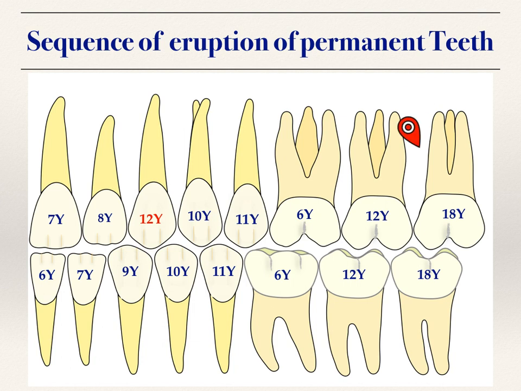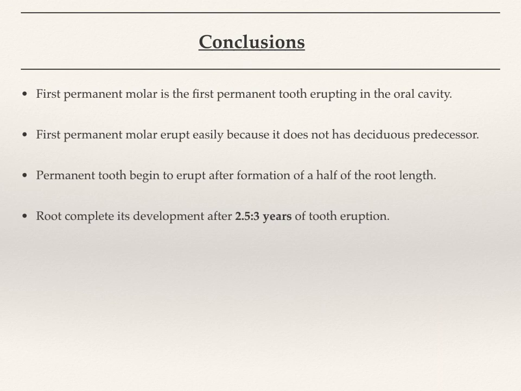And so, the mandibular first permanent molar erupts at 6 years, and plus another 6 years, the mandibular second permanent molar erupts at 12 years, and plus another 6 years, the third molar erupts at 18 years. What is the conclusion of eruption of permanent teeth? The first permanent molar is the first permanent tooth erupting in the oral cavity.